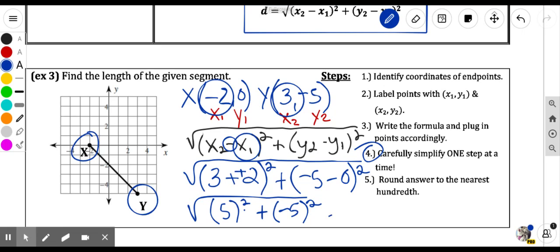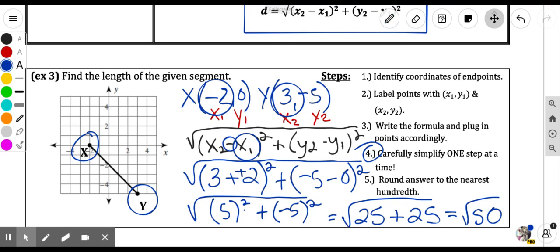So 5 squared is 25. Here's another common error. -5 squared is also positive 25. A lot of times kids put -25, but it's positive. Negative times negative is positive. So then your final answer, well, in radical form, is the square root of 50.